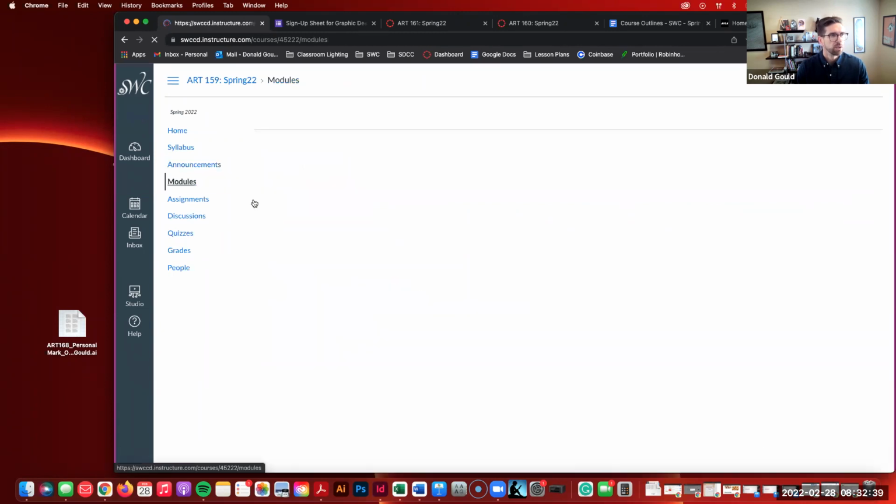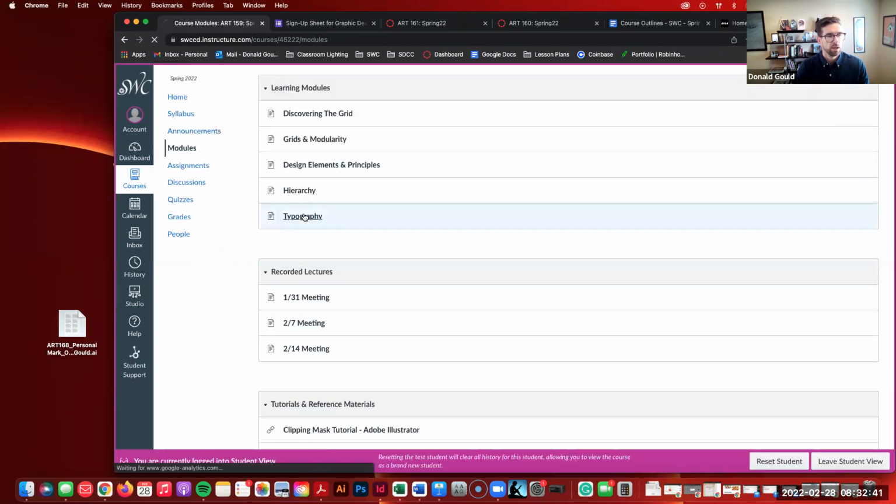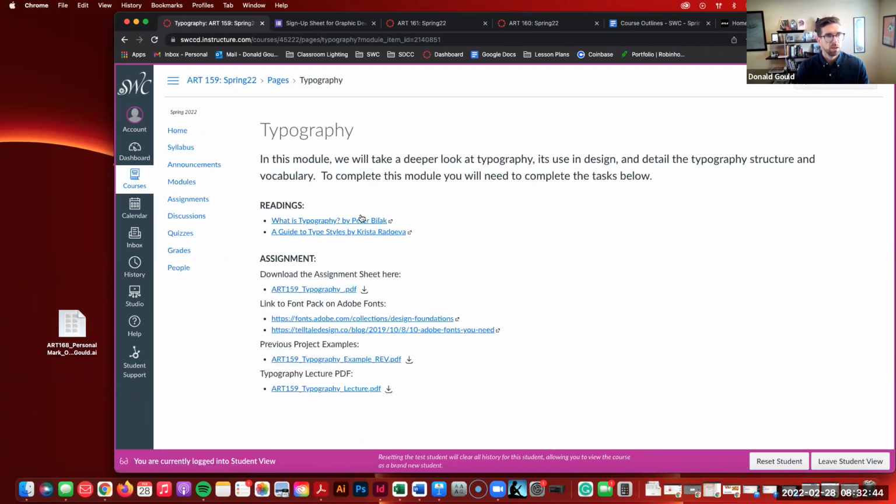And I will go ahead and hop over here to the module. We'll just take a look at this. I opened up that typography module there. So you can see we have both the readings listed up here at the top. We have the assignment sheet, the font pack, which is what we're going to be using to access the particular fonts for this project that are found in Adobe Fonts, some previous projects down here, and then a PDF of the lecture that you can refer back to. So we'll dive into this after the lecture and look at the details of all that assignment and everything. Okay. Anybody have any questions right now before we get into it?